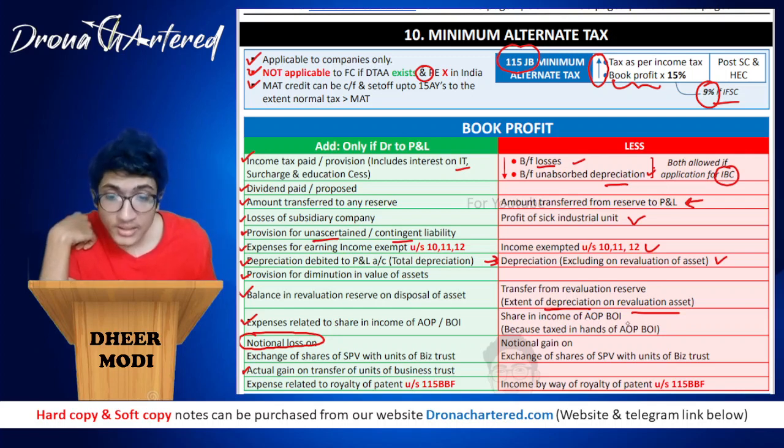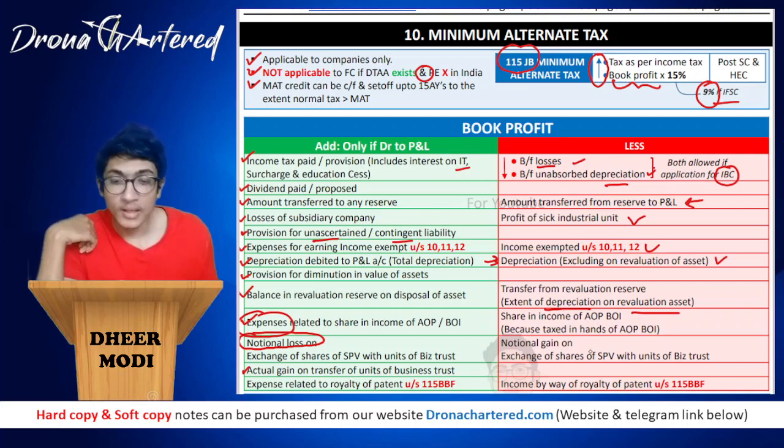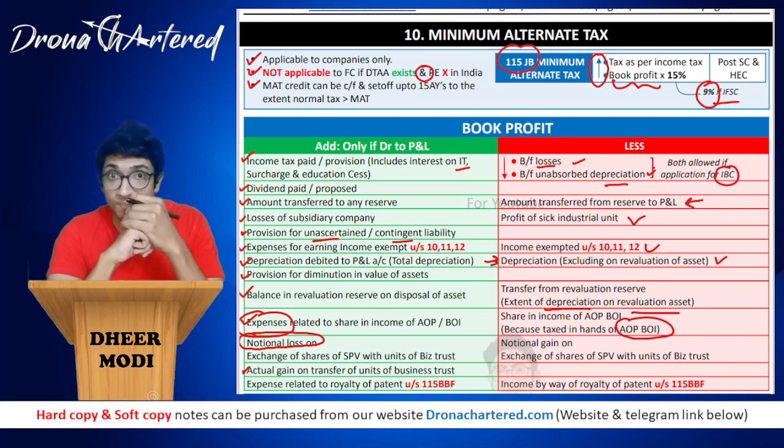Any share in income of AOP/BOI will be subtracted, because any expenses we had also added back. So any share in income of AOP/BOI will also be subtracted, because it has already been taxed in the hands of the AOP/BOI. Got it? Therefore, this is being subtracted.